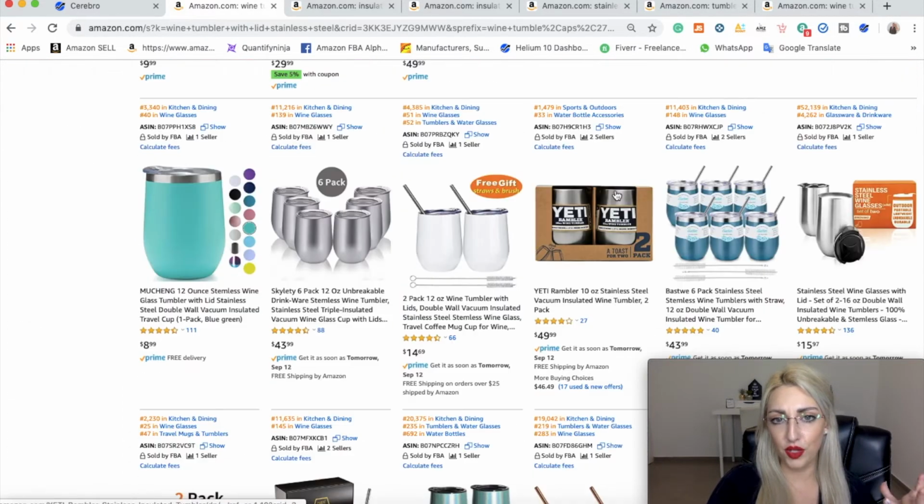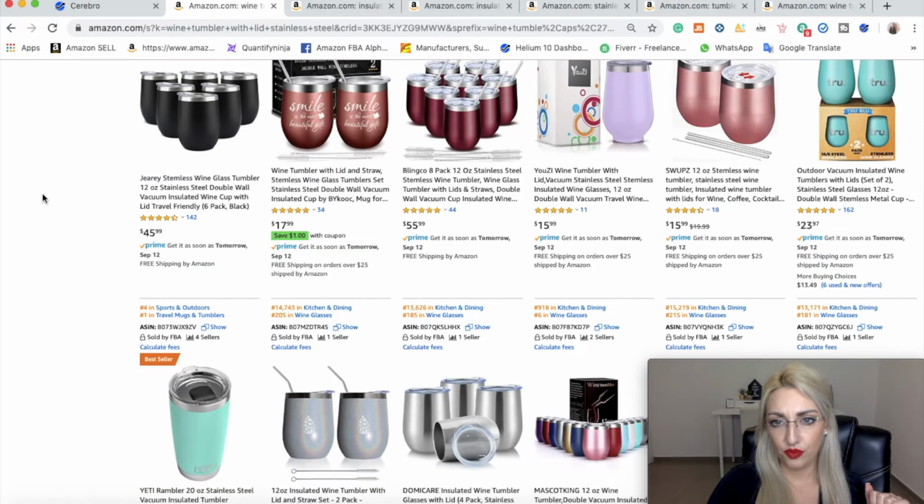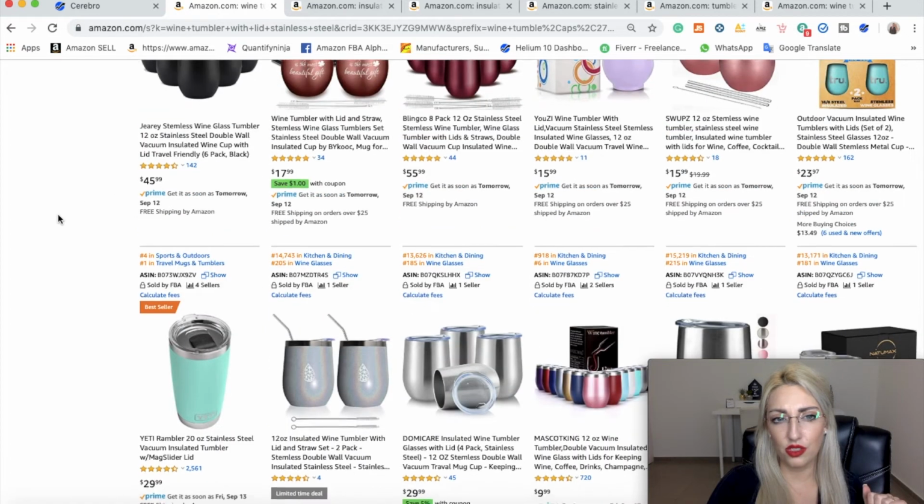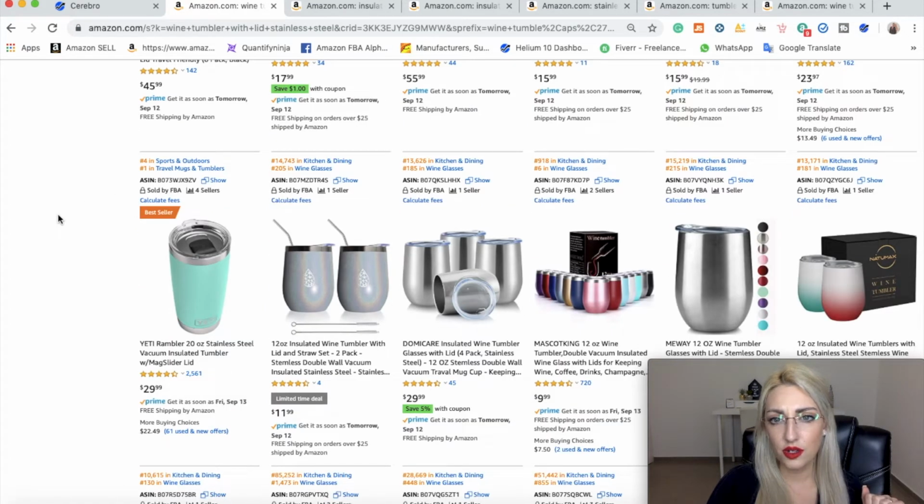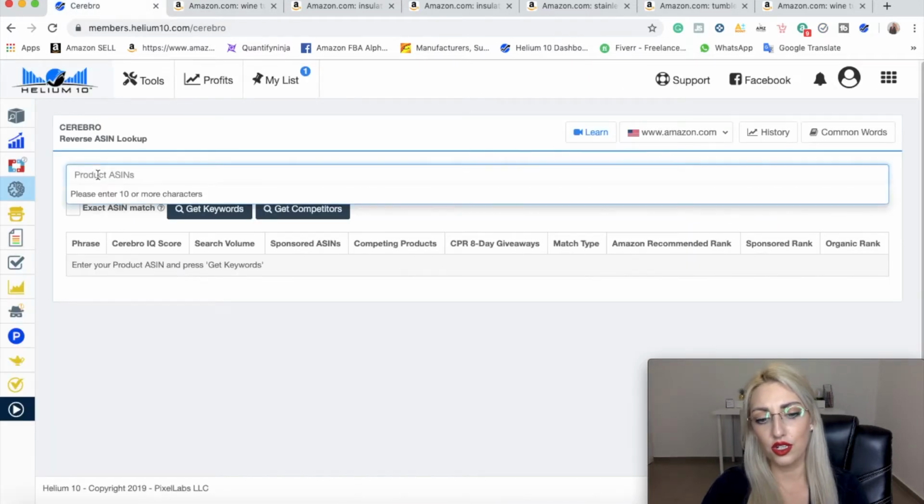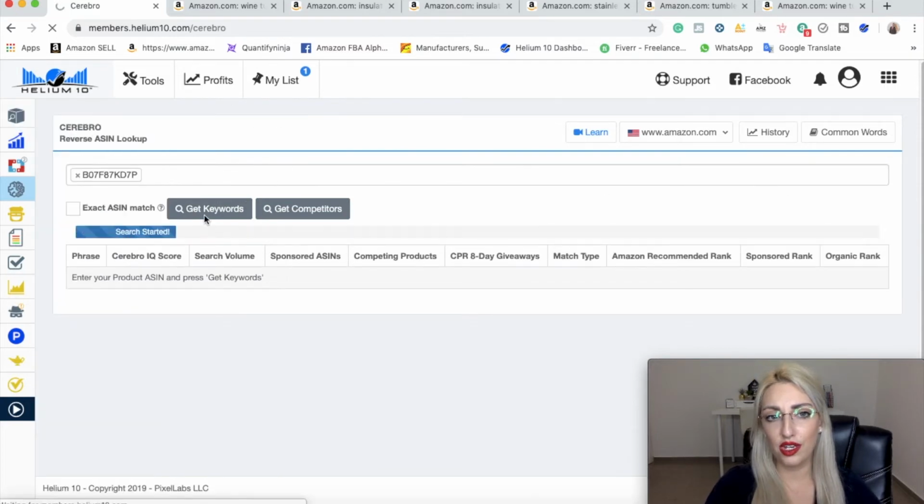Okay, so what you then want to do is find the product that has the lowest BSR. Let's say this one, for example, they have a low BSR. It's not the lowest. Let's just see if there's anyone else. That's a 4-pack. They wanted to just sell one. There you go. All right, this one. So I've taken this specific ASIN, and I'm going to put it into Cerebro. You can put more than one. I'm just showing you an example of one right now, and then I've clicked on Get Keywords.